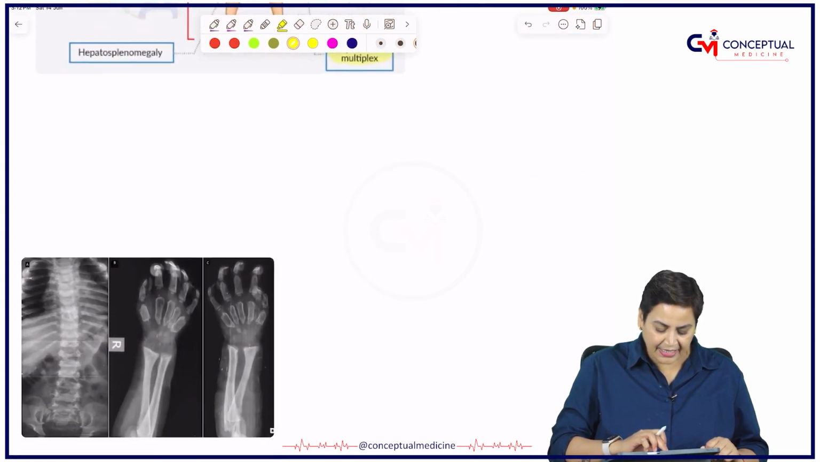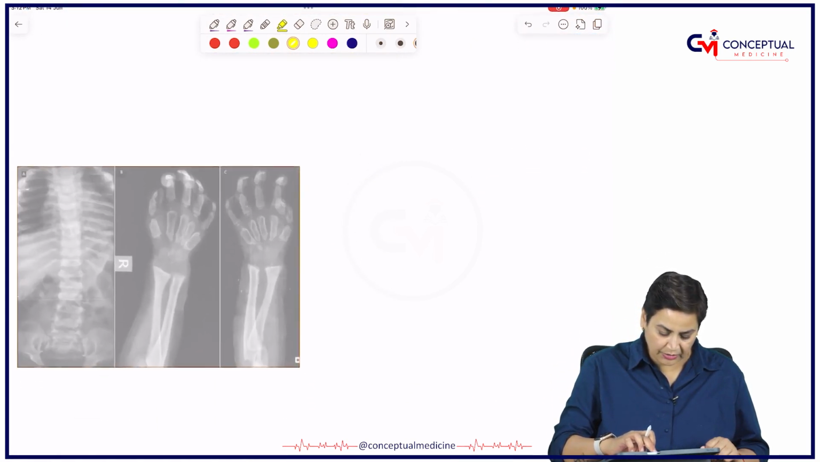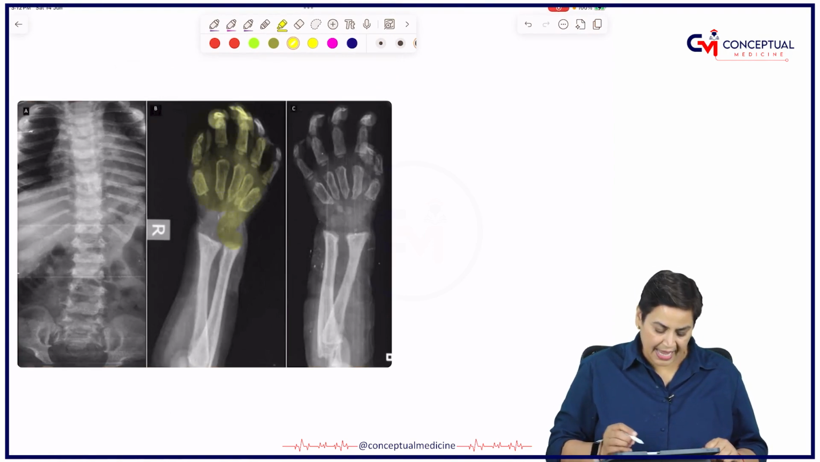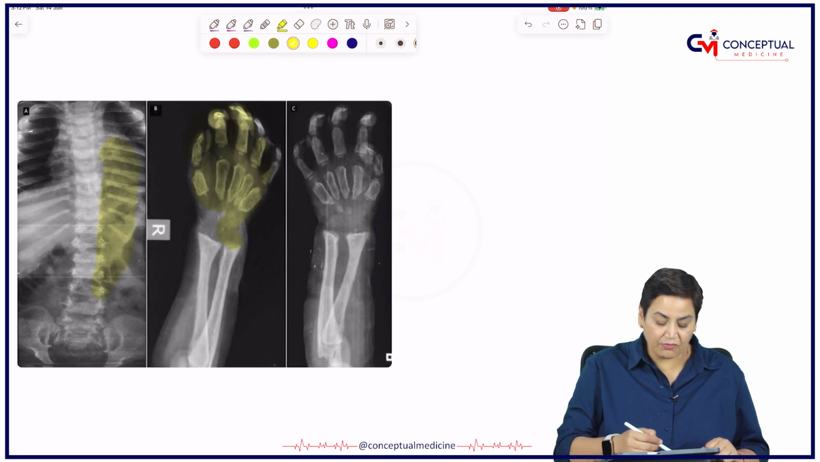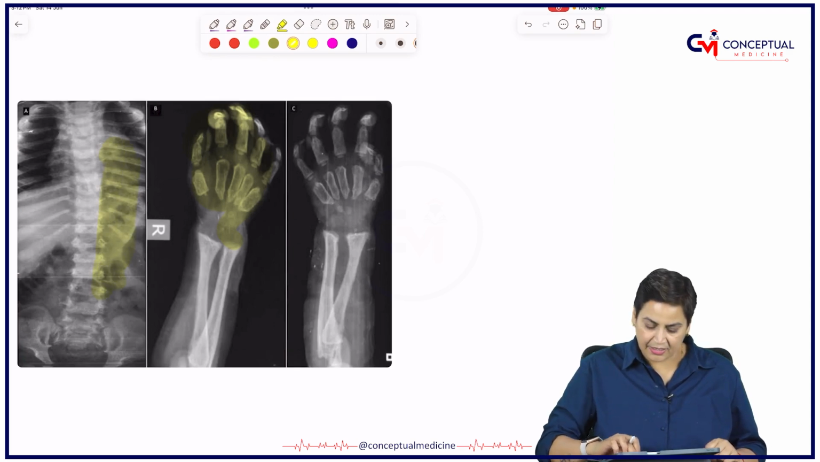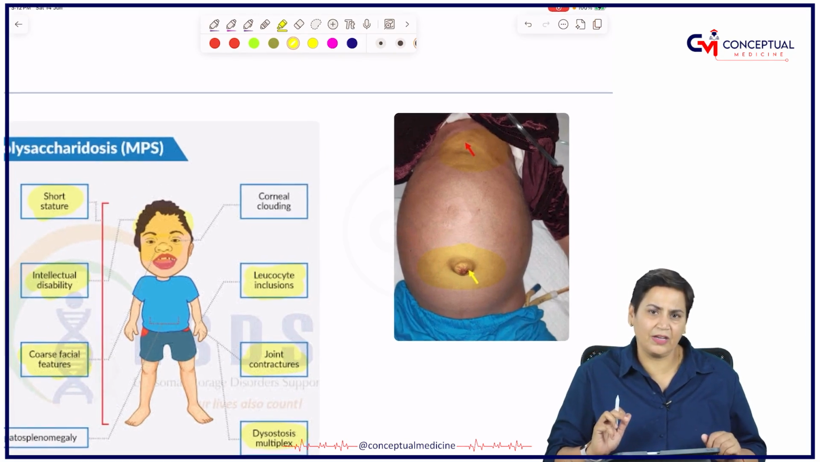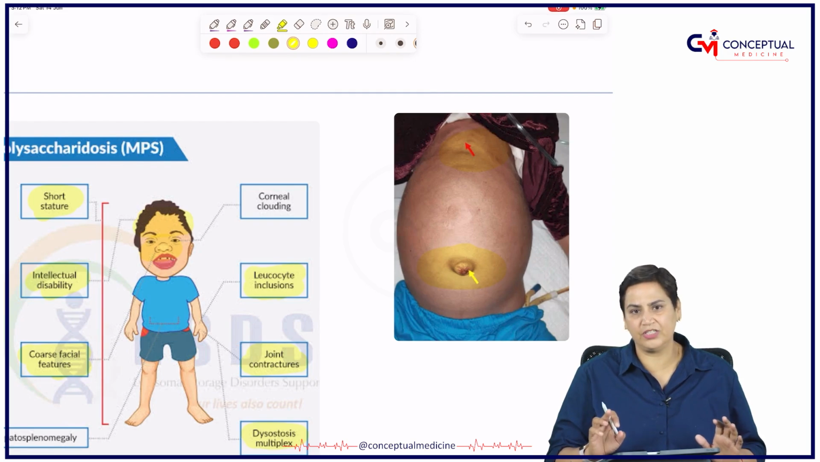And if you see the X-ray of this, this is the degeneration of the metacarpals, and there will be breaking of the vertebrae also. This is also a picture where you can see the umbilical hernia is there. And if you clearly see, the vertebrae are also disfigured. So this is mucopolysaccharidosis, where the basic features are corneal clouding, Reilly bodies, short stature, intellectual disability, coarse facial features.